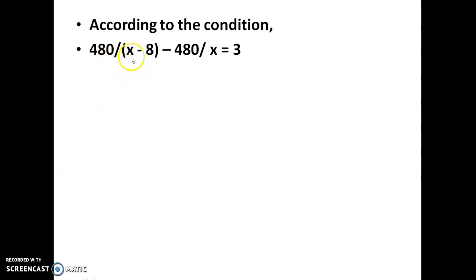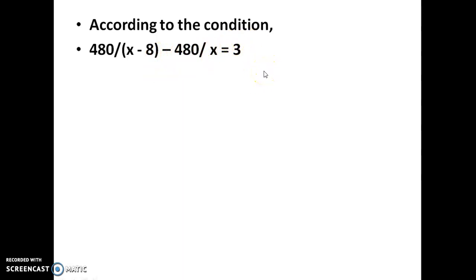This is the more time because the speed is reduced. So we write it first, minus the faster speed: 480 by x. That time will be less. This time will be more, this time will be less. That's why this is written first and this is written second. The difference between these two is 3 hours. Why 3 came, now you can understand, right?